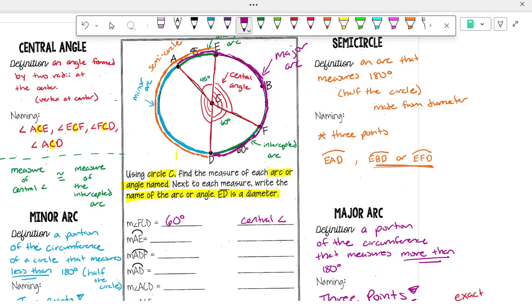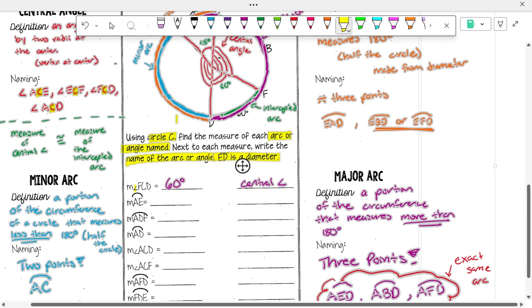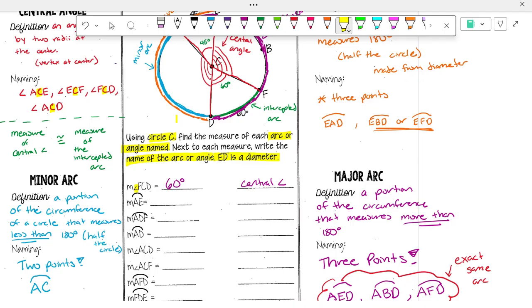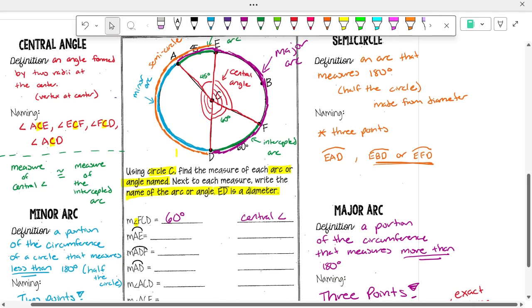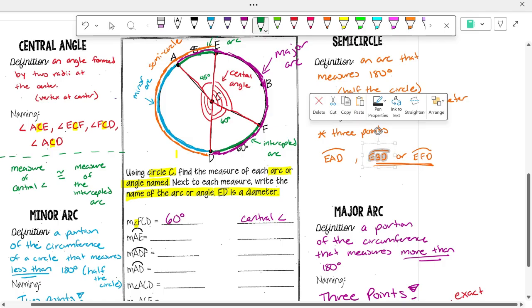And guys, you can know if it's going to be an angle or an arc based off of the symbol. If you see this little angle symbol, it's going to be an angle, so angle is going to be in its name. If you see the arc symbol, arc is going to be in its name. All right, what about AE? So arc AE, right here.